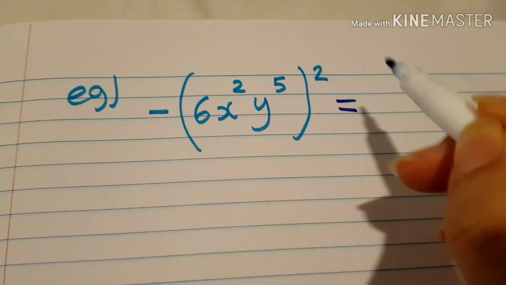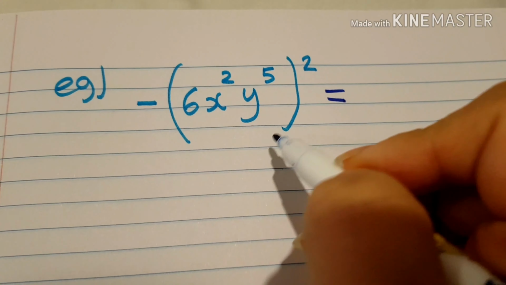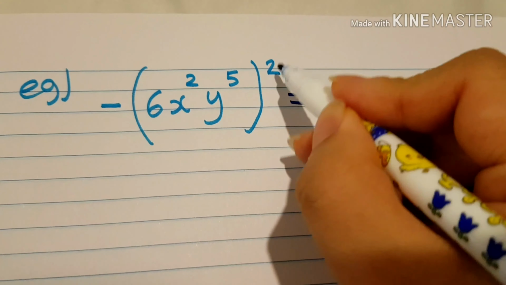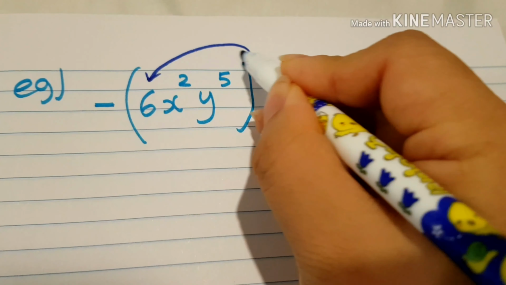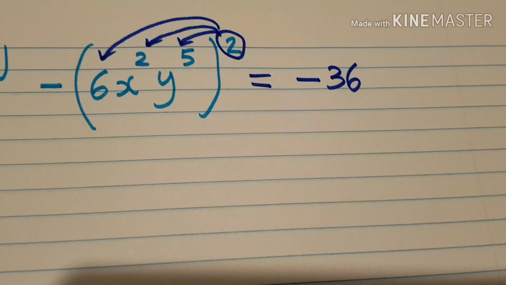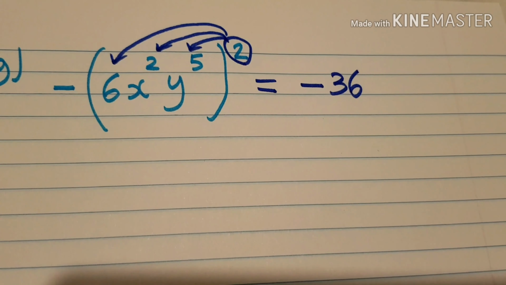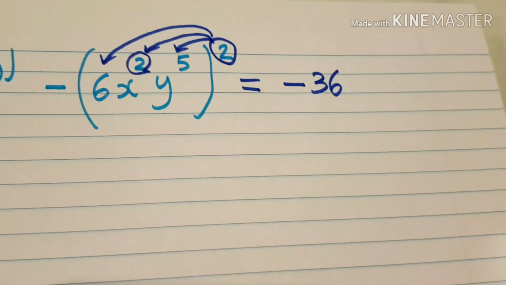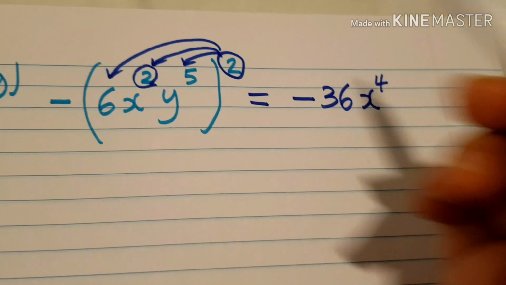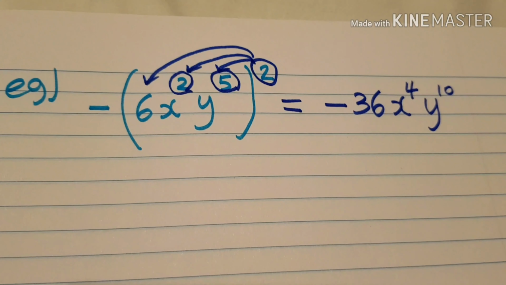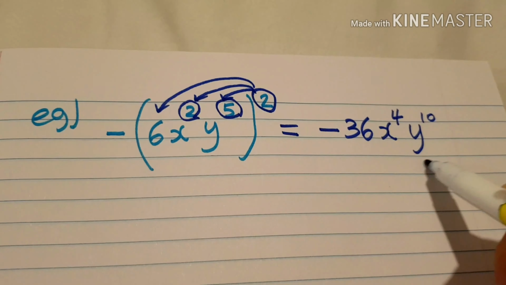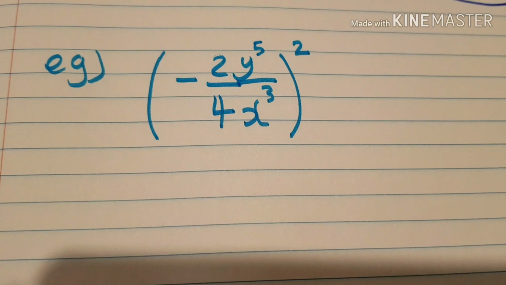Okay, so I have minus outside the bracket, so minus still keeps the same. 6 to the power of 2, so that power is affecting every single term inside the bracket. So 6 to the power of 2 is 36. Okay, then what am I going to do with that 2 and this 2? Yep, I'm multiplying them together. 2 times 2 is 4, and obviously this 5 and then 2. Yep, still I'm multiplying them together, so therefore y to the power of 10. Well done. So this is your final answer.